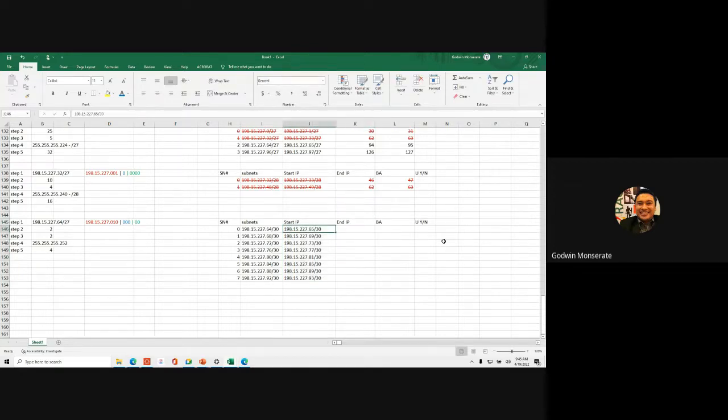Here, plus 1 again, since there are two IP addresses. 66, 70, 74, 78, 82, 86, 90, 94. Oops. Is this mine? No? Because this one will be 67, 71. Before 72, 75, 79, 83, 87, 91, and 95.